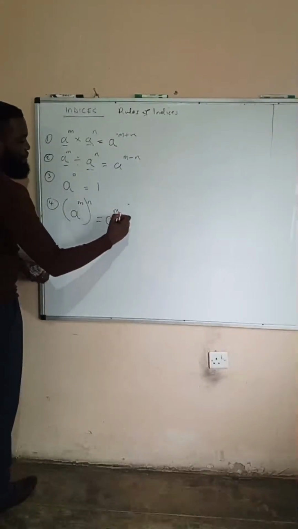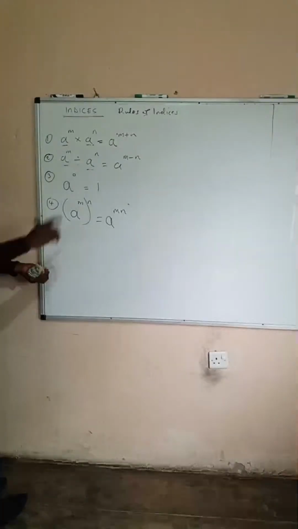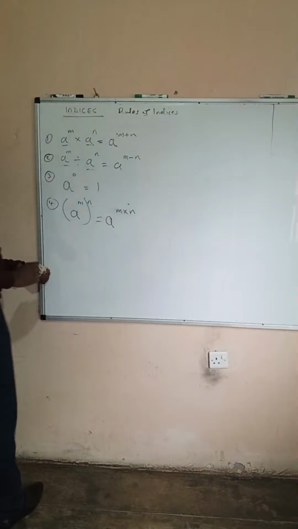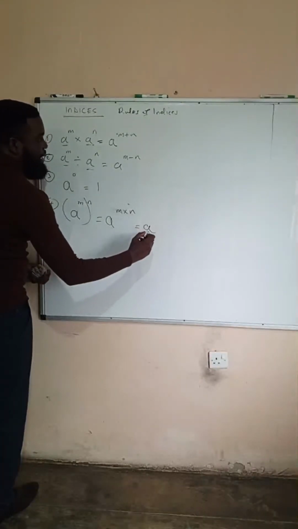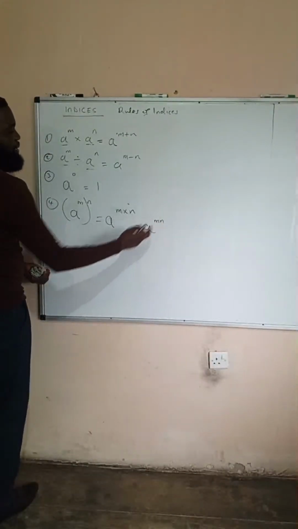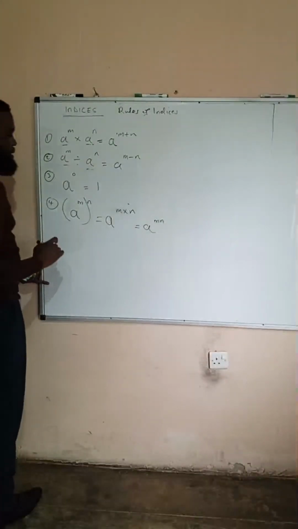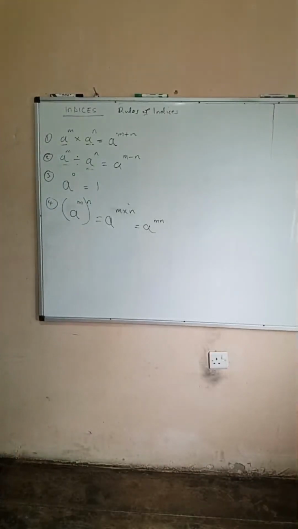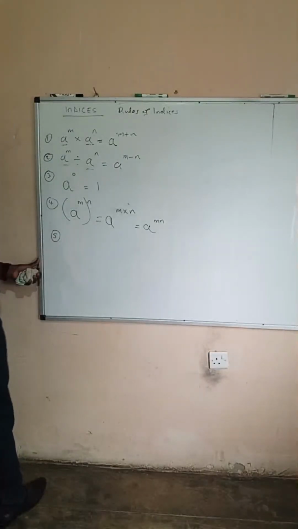So it means a to the power m times n, it is mn, or m times n. Let me just put it for you here. It is m times n, which is the same as a to the power mn, because m times n is mn. I hope you have understood this. That's what you do.